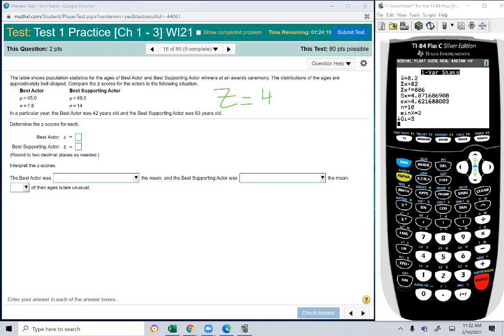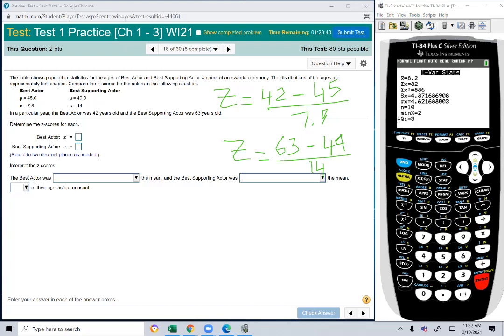Put 42 first, the x value, minus the mean, which is 45, and then divide, guys, by 7.8. Okay, what would that be? Let me just do it here. And let me do the second one before I do the calculator. For the best supporting actor, his age was 63 minus 49 divided by 14.